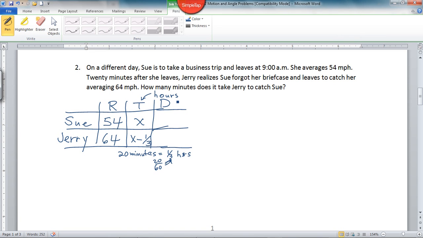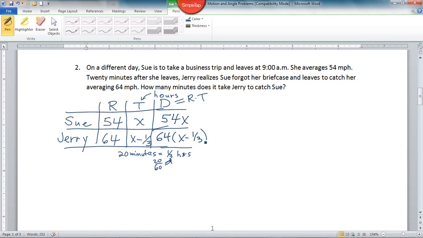On the distance, well, remember, we're going to use the fact that distance is rate times time, so I'm going to take the rate in each case times the time. So the top one, I've got 54 times x, 54x. On the second one, though, I've got 64 times x minus 1/3.